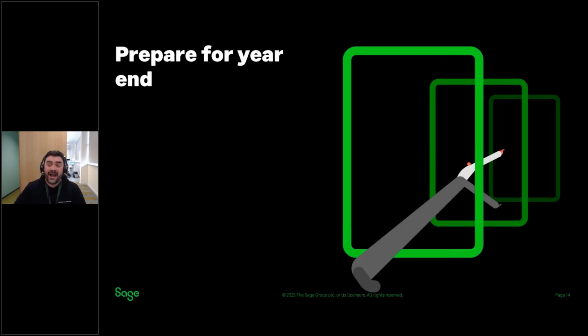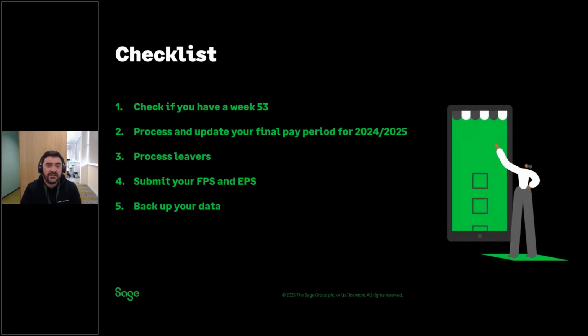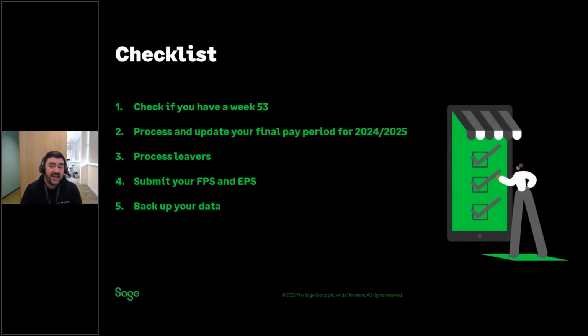So we're going to go through a 5-step checklist and just have a look at these steps just to start with. Step number 1 is to check if you will have a week 53 this year. Now, this step only applies to weekly, fortnightly, or 4-weekly payrolls. So if you pay all of your staff monthly, you will never have a week 53. You can move straight on to step 2.